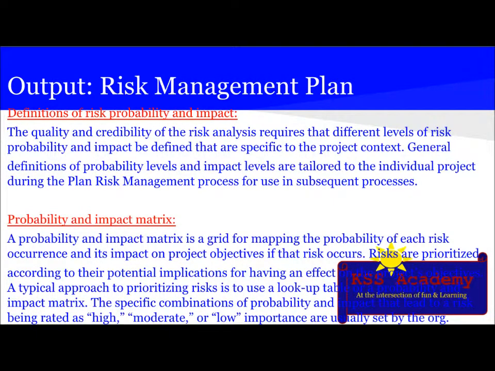Definition of probability and impact is the next thing which is included in the risk management plan, which means that the quality and credibility of the risk analysis requires that different levels of risk probability and impact are defined and that are specific to the project context. General definitions of probability level and impact level are tailored to the individual project during the plan risk management process for use in subsequent processes.